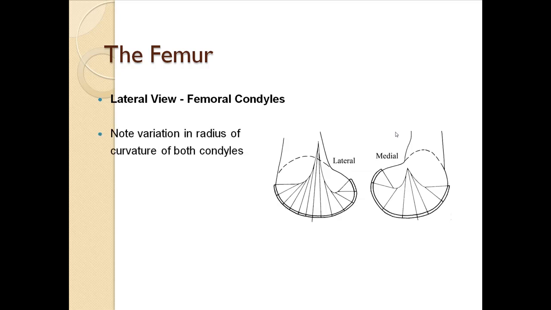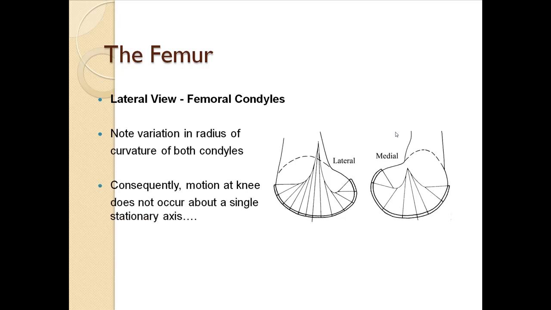When looking at the femoral condyles from a lateral view, there is a variation in the radius of curvature of both condyles. In other words, the actual condyles themselves are not perfectly spherical structures. This is the medial condyle that looks slightly more rounded than the lateral condyle, but the anteroposterior plane of both condyles is longer than the vertical plane, so consequently it's an elliptical structure. This has implications for the axis of rotation of the knee joint itself.